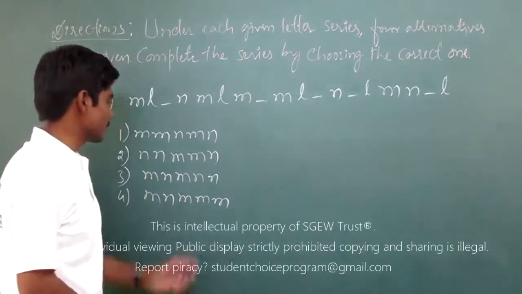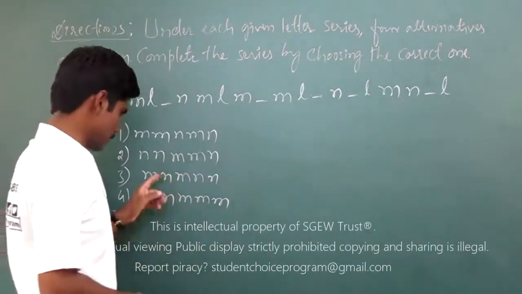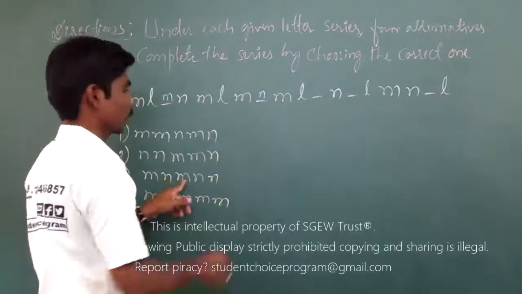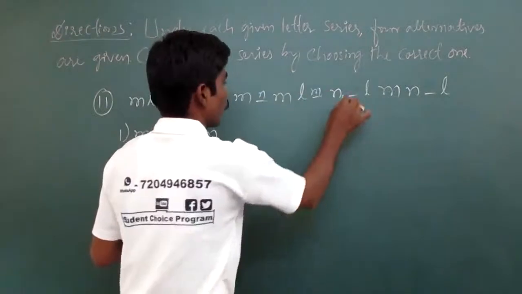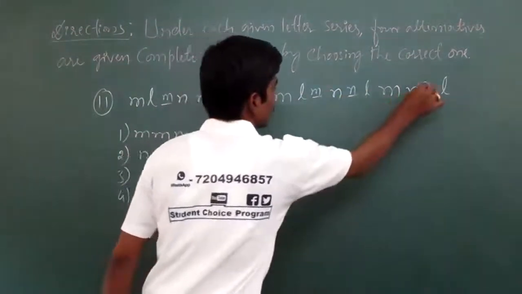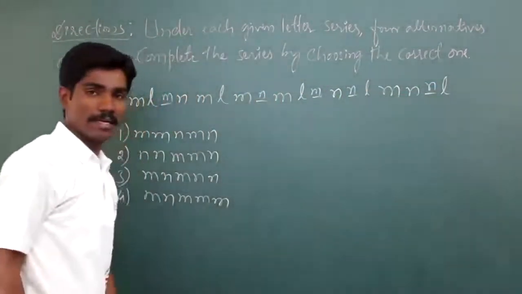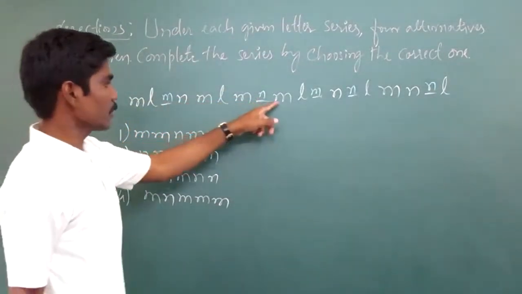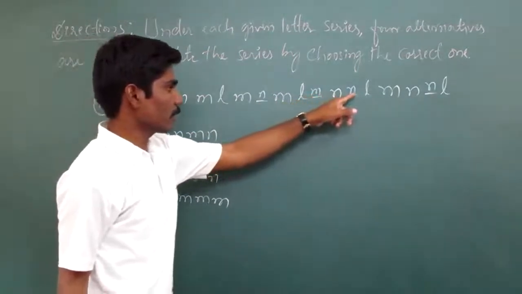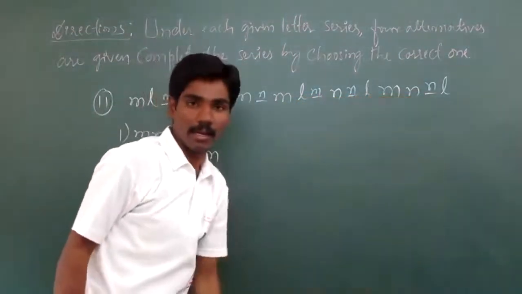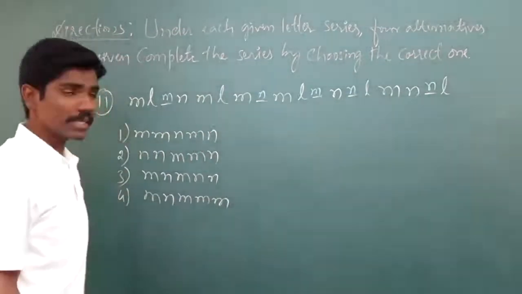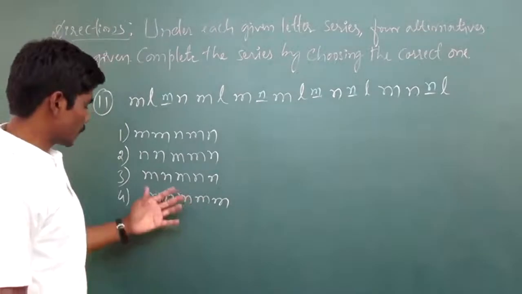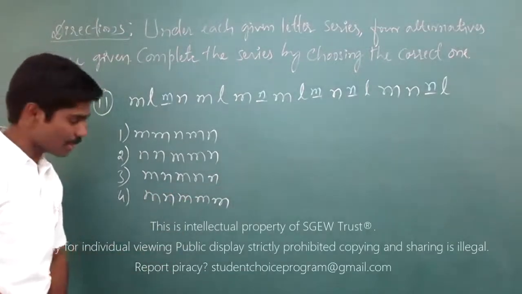Well friends, now let me substitute the third option. In the third option, the first letter is M. The second is N. The third is M. Fourth is N. And fifth is N. Now once again, read the series. M, L, M, N, M, L, M, N, M, L, M, N, N, L, M, N, N, L. When you observe this, once again I am not observing any pattern. For that, now what I'll do, I'll substitute the fourth option, that is the last option.